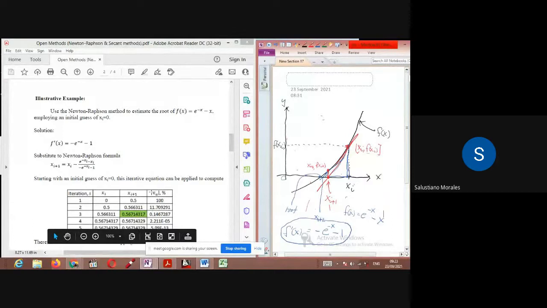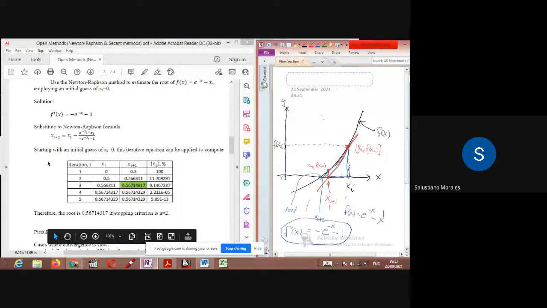Then substitute to the Newton-Raphson formula, x sub i plus 1, with the formulas now for f(x) and f prime of x. So x sub i plus 1 is equal to x sub i minus, in the formula, f(x) over f prime of x. So we substitute now here, okay? So that is now the formula. Then we go now with the iterations.